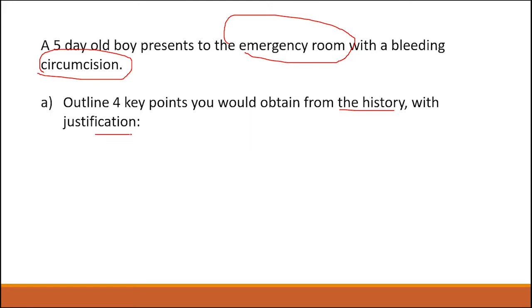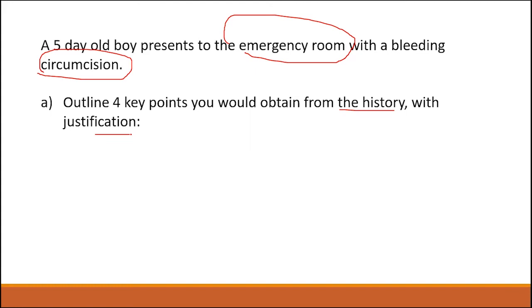So out of these things, just mention 4 points. That was just going to help you with it. That's all. So 1, you can mention what? Family history of any bleeding disorder. So this family history is going to point towards what? Hemophilia, isn't it? Exactly. So you want to know a family history.